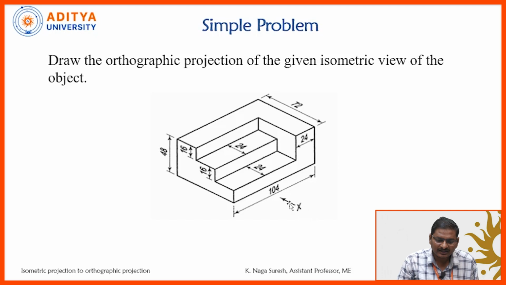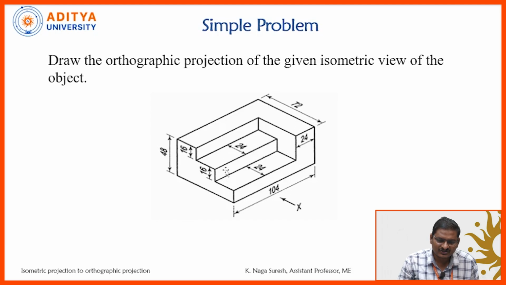Here they are indicating one arrow. The arrow direction is called the front view. Let us assume this direction is the front view. In this front view, what faces are visible? If you are standing in this position and observe, what faces are visible? These surface or face is visible. So what is the dimension of this? 104, 48, 24. Okay, and this face is visible.